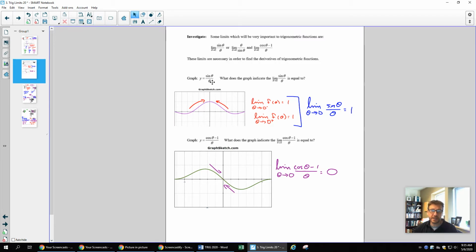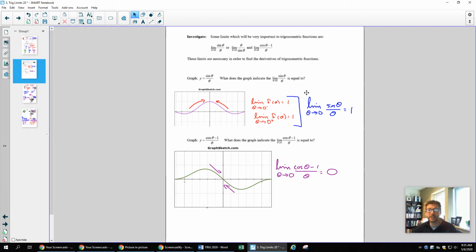This is the graph of sine theta over theta. And what we want to talk about again is what happens as you approach 0. What's happening as you get closer and closer to 0. As you get closer to 0 from the left side, we're approaching 1. As you get closer to 0 from the right side, we're approaching 1. So that's what this information is telling us here.